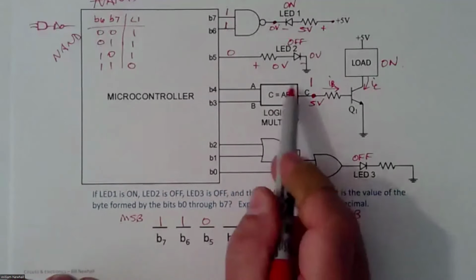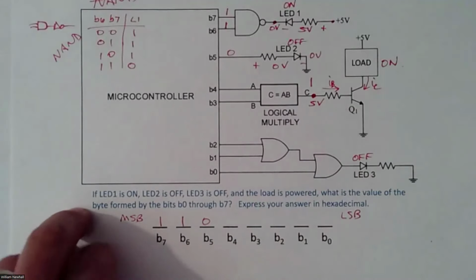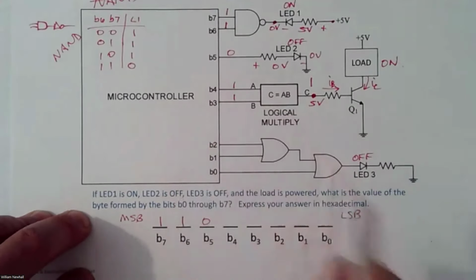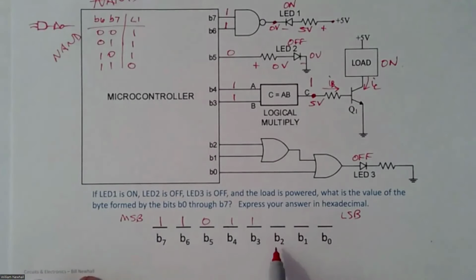This block here is a logical multiply, that's an AND gate. And the only way to get the output to be 1 out of an AND gate is to have 2 ones applied to the inputs. So I have 1, 1.